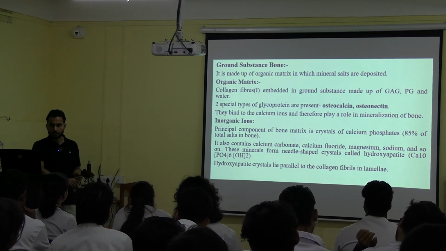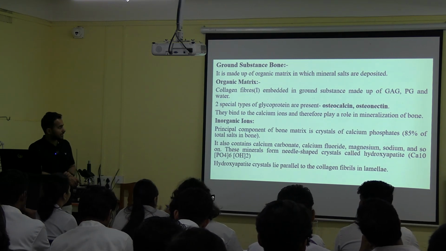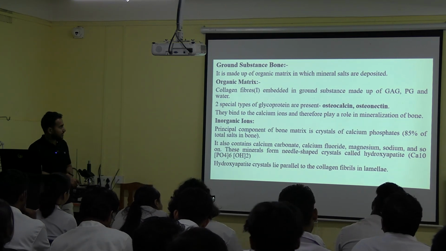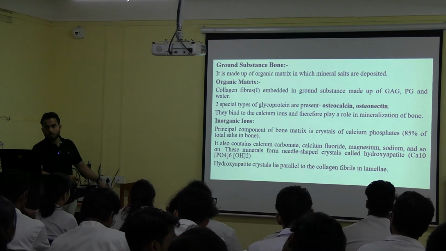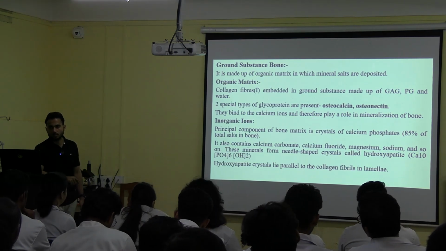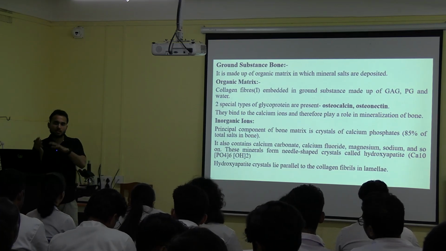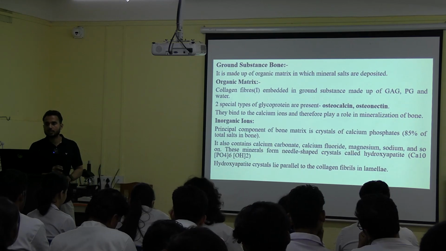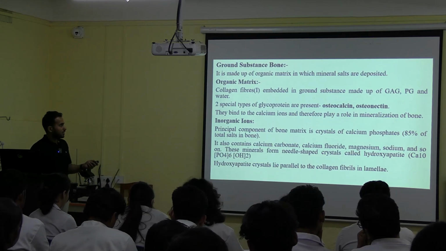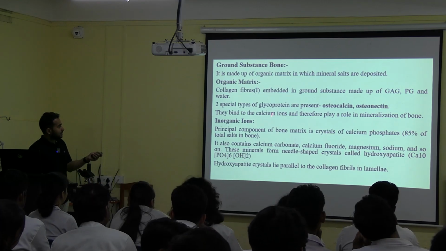Short question. Okay, what are the two glycoproteins present in the bone? That is osteocalcin and osteonectin. So what is their function? They bind with the calcium ions and therefore play an important role in the mineralization of the matrix. So for the mineralization of the matrix, that means when mineral salts are deposited, they will hold those mineral ions together. Okay, that is the function of osteocalcin and osteonectin. So these are the organic part.